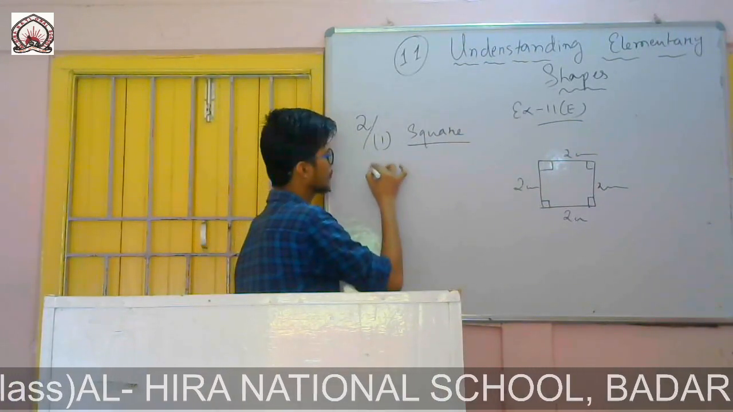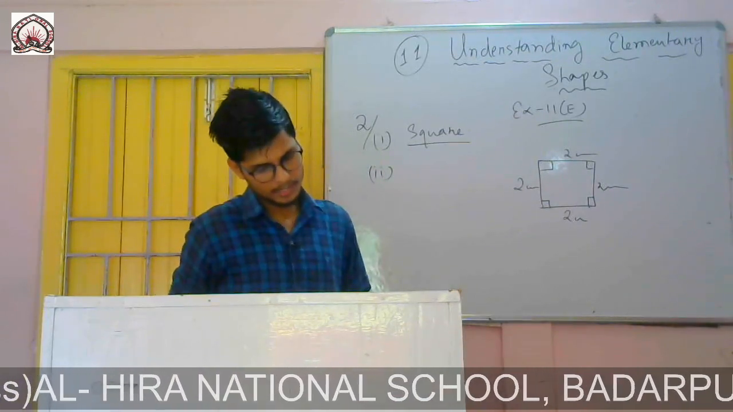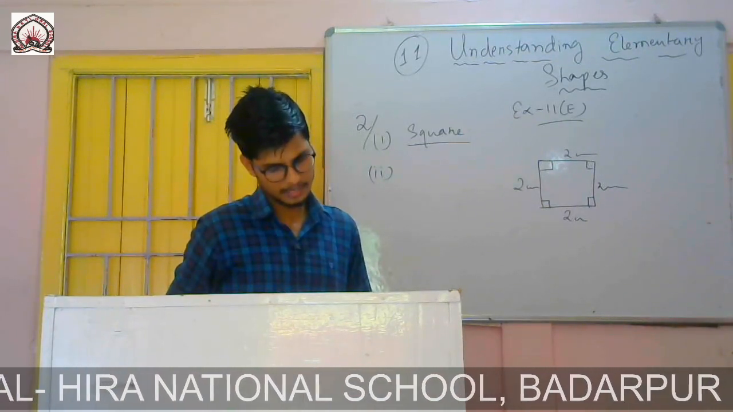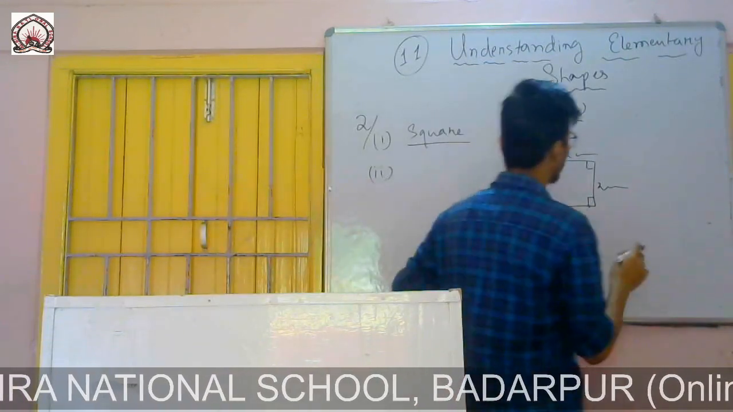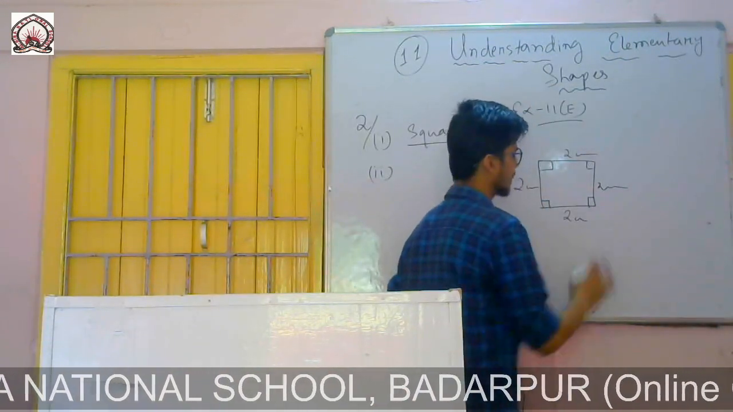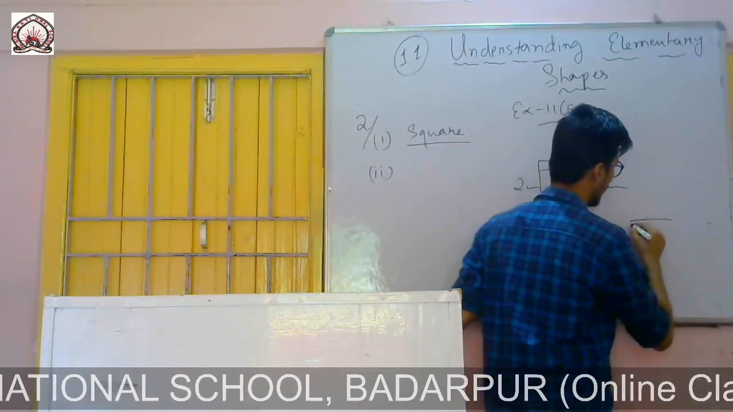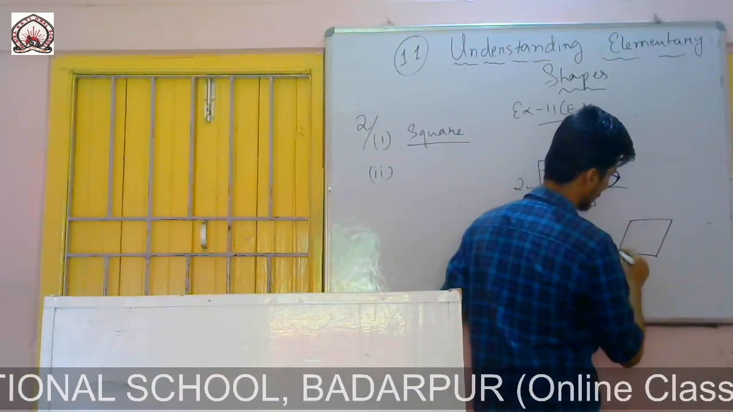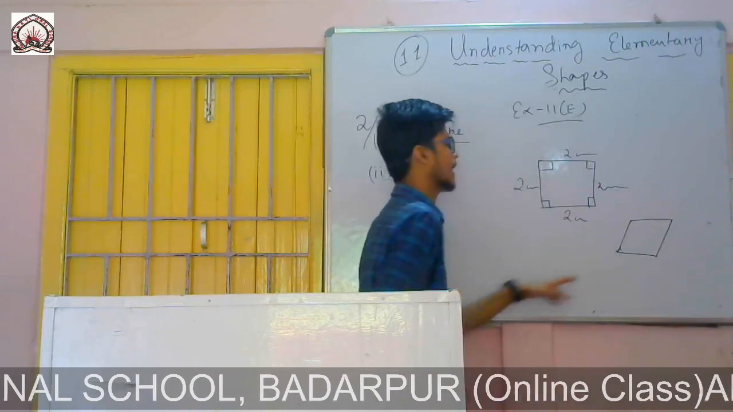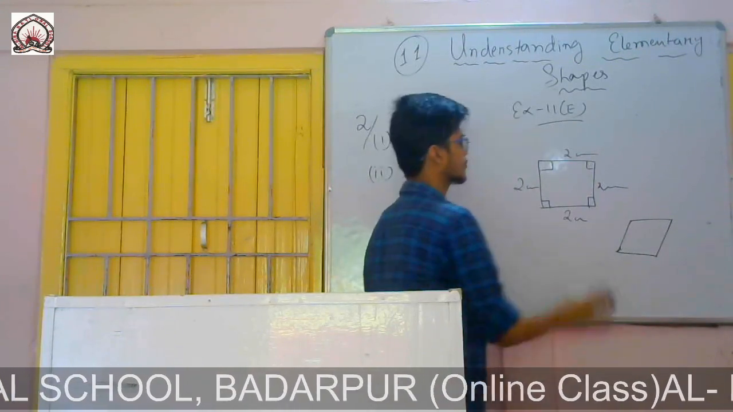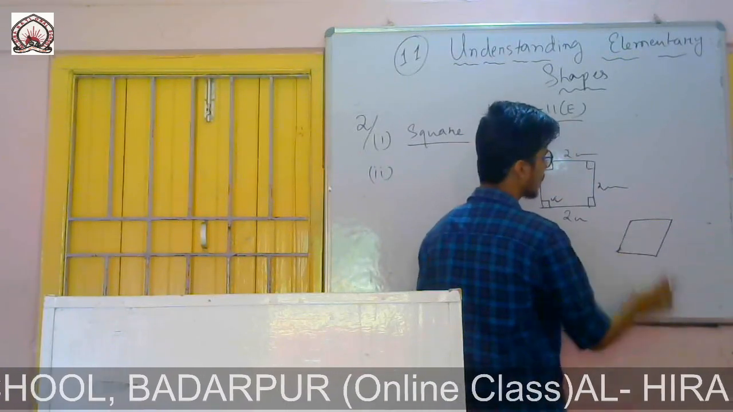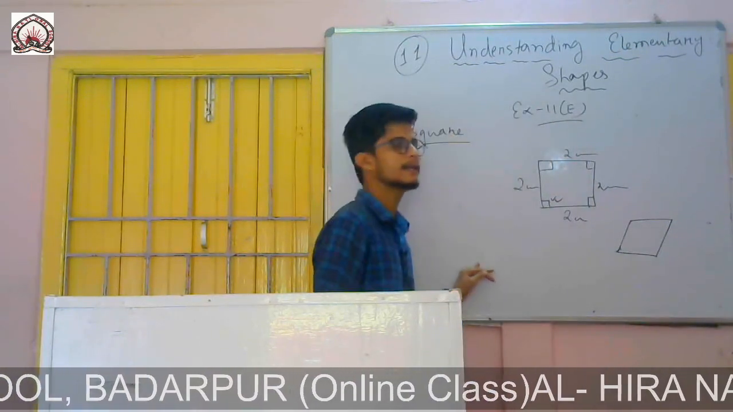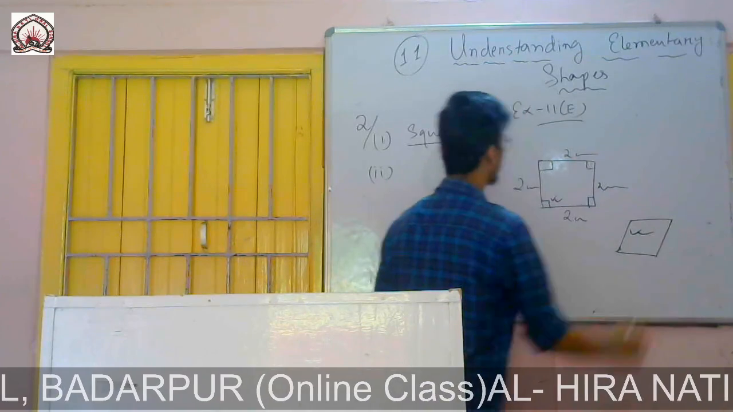Roman number 2, a quadrilateral with 4 equal sides and no right angles. So all 4 sides are equal, but there should not be any right angle. Only in case of square and rhombus are the four sides equal. A square has 90 degree angles, but in a rhombus the angles are not 90 degrees. That means it is a rhombus.